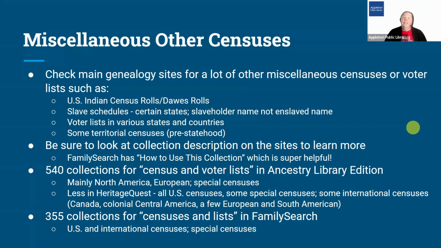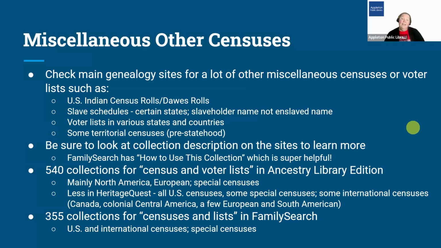There are a couple other miscellaneous censuses. Check the main genealogy sites for these miscellaneous censuses and also voter lists, things like the Indian census rolls or the Dawes rolls. They do have slave schedules, of course, for certain states. Unfortunately, it does list the slaveholder name and not the enslaved person, but sometimes you can piece that information together to locate your enslaved ancestors. There's also a voter list in various states and countries. And then some territorial censuses are sometimes online, sometimes they're not digitized yet.